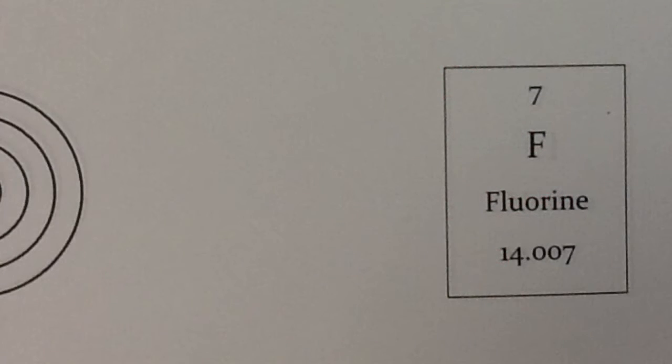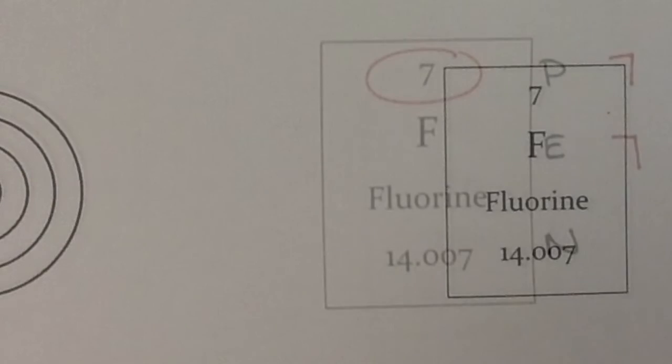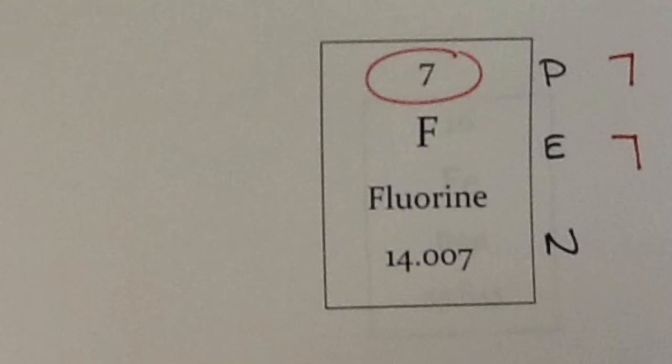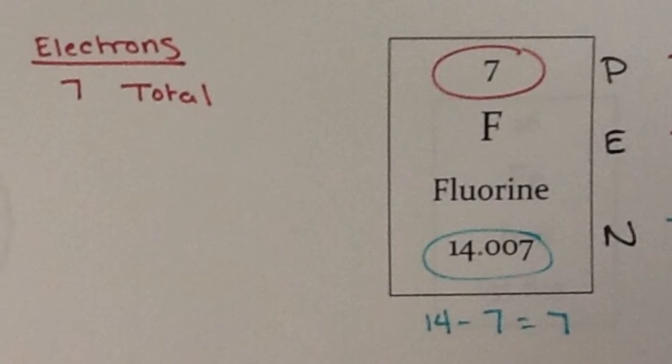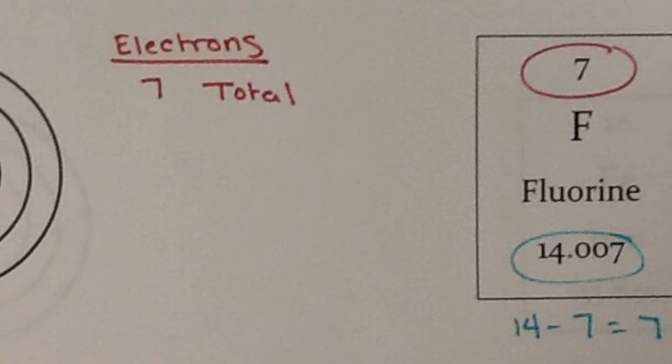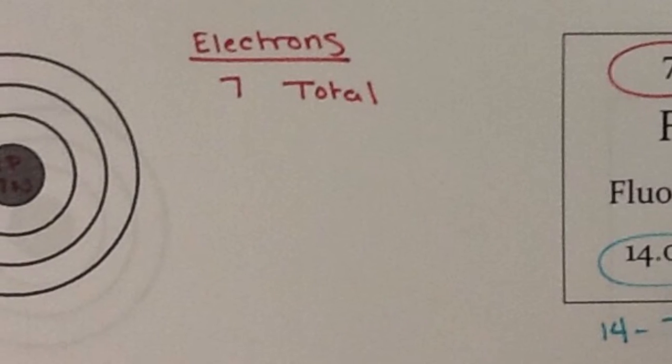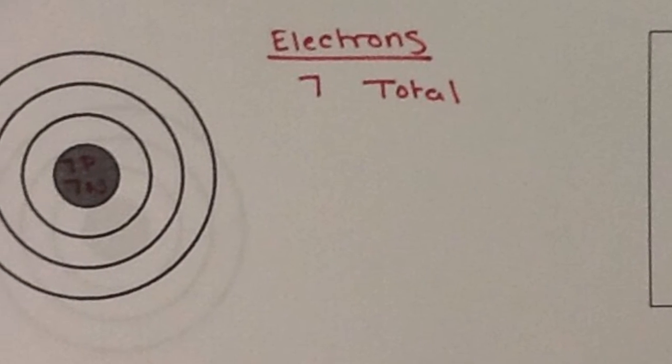Let's move on to the fluorine atom in our notes. Fluorine has an atomic number of 7, which means it will have 7 protons and 7 electrons. It has an atomic mass of 14, which when we calculate the atomic mass minus the atomic number, we get 7 neutrons. We can take this information and transfer it to our Bohr model on the left, placing the protons and neutrons in the nucleus and tallying up the electrons on the right.